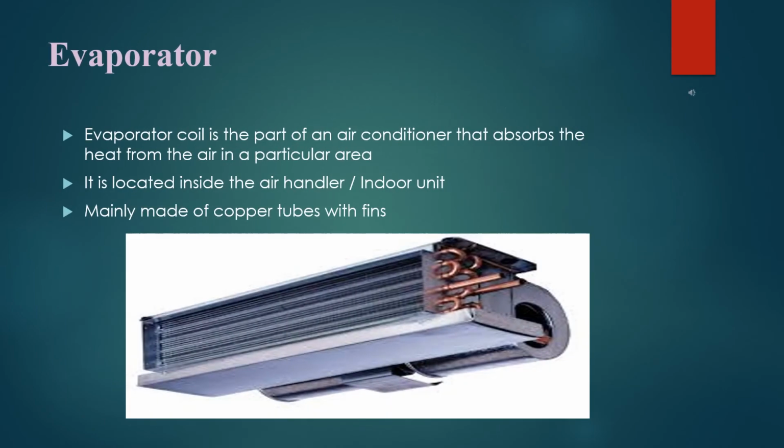Evaporator. Evaporator coil is the part of an air conditioner that absorbs the heat from the air in a particular area. It is located in the air handler. They're mainly made up of copper tubes and fins. There will be a blower fan behind the evaporator coil to regulate the airflow.